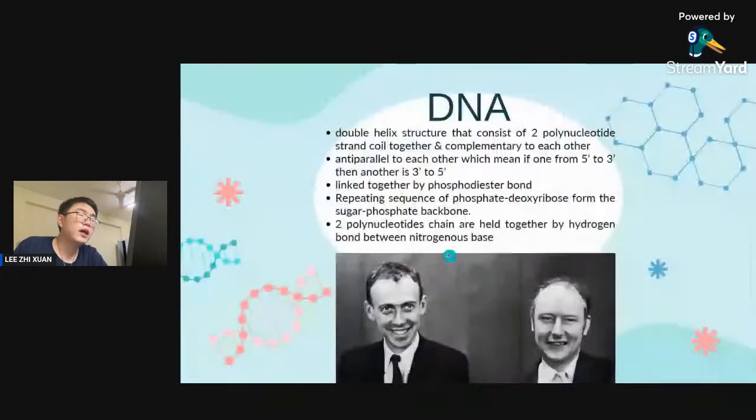So that is what I just mentioned, anti-parallel. And then they are linked together by phosphodiester bond. And then they have the repeated sequence of the phosphate and deoxyribose that form the sugar phosphate backbone. Okay, and then the two polynucleotide chains are held together by hydrogen bond between nitrogenous bases.